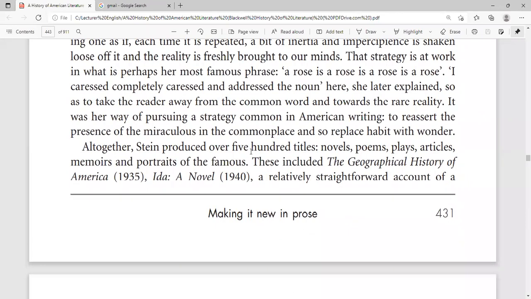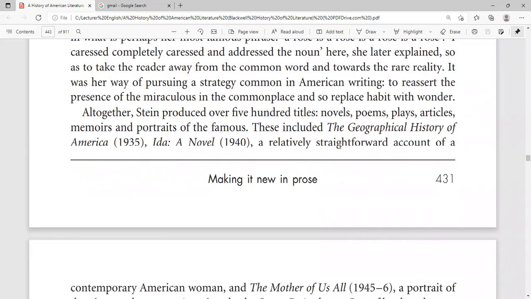She wrote more than 500 titles. That includes novels, poems, plays, articles, memoirs, and portraits of the famous writers. So the writer who has written 500 titles, you can imagine her worth. She wrote The Geographical History of America. She wrote Ida, that's a novel.